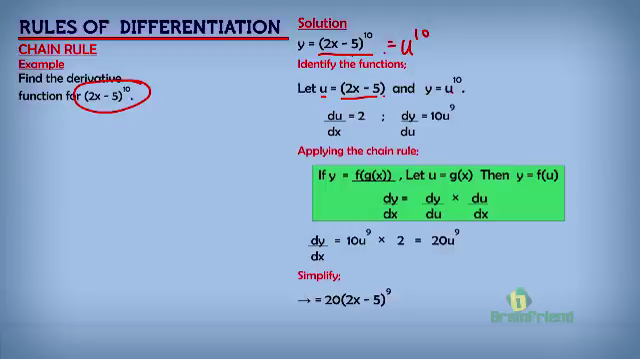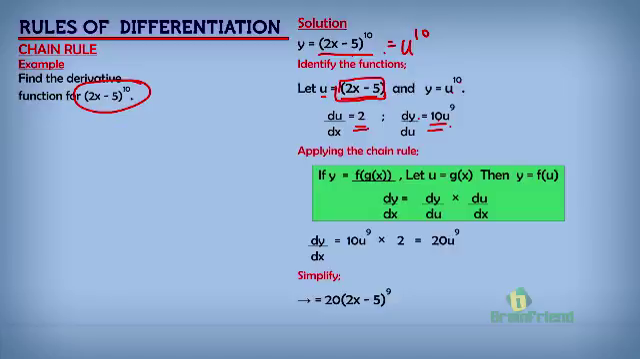Now du dx, that is the derivative of u here. If we worked on this, we would have 2 as the derivative of 2x minus 5. The derivative of 5, a constant, of course, is 0. The derivative of 2x, of course, gives us 2. So we have du dx as 2, and dy du. In this instance, remember, we are working with respect to u. So dy du is what? Using the power rule, 10 will multiply u, and our power here will be 10 minus 1, and that will be 9. So dy du is 10u raised to the power 9.